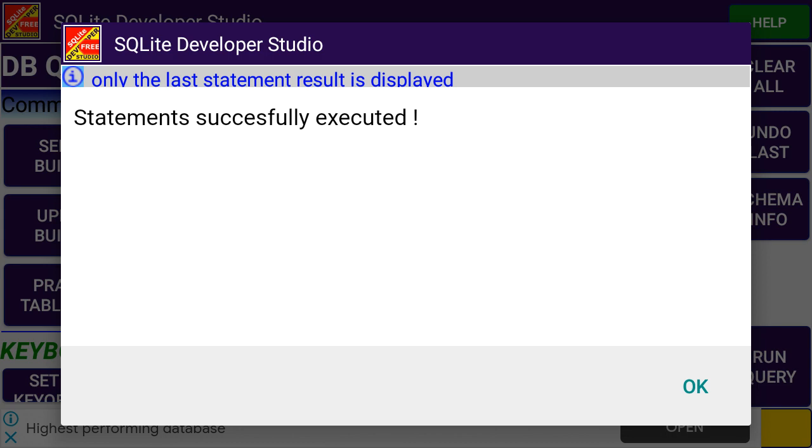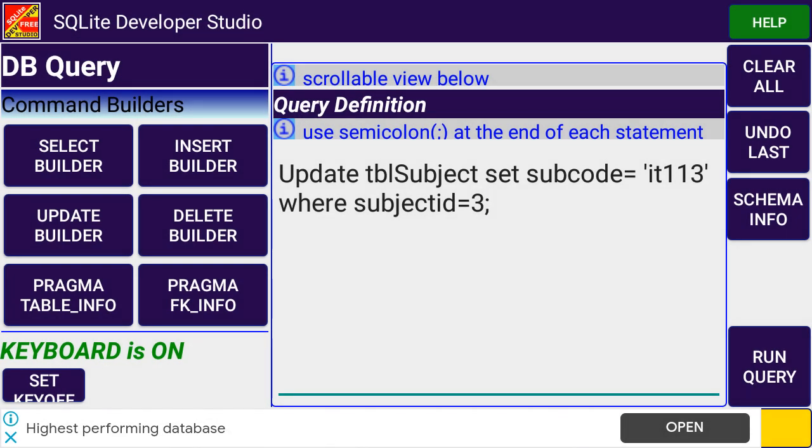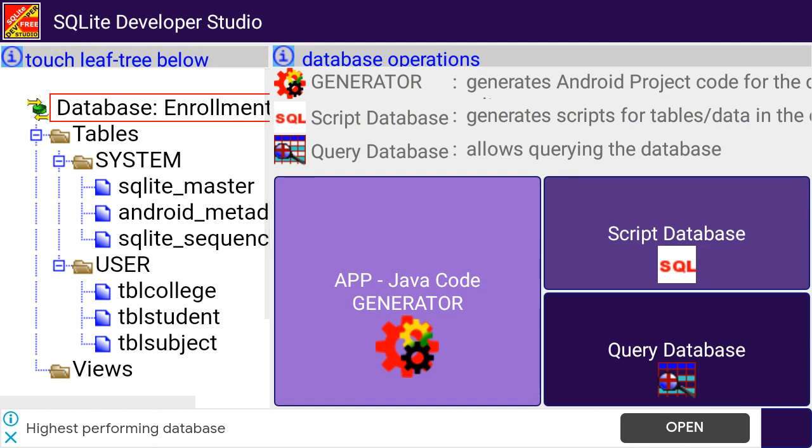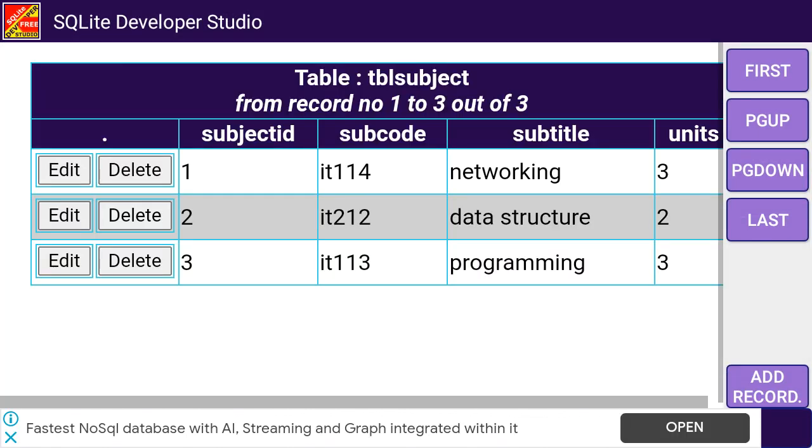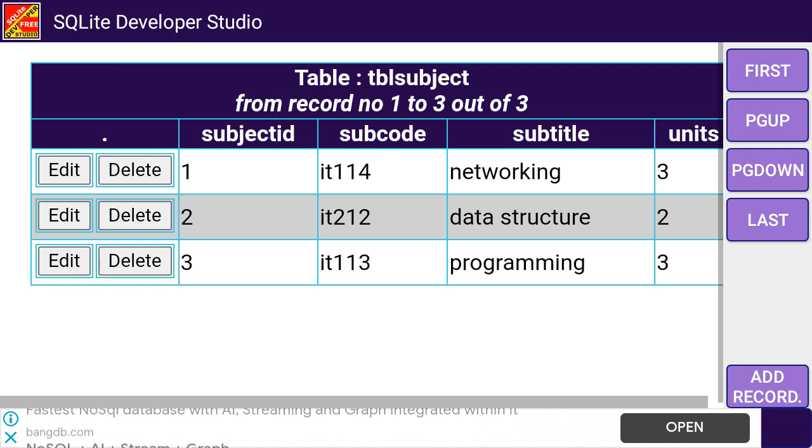So statements successfully executed. So let's check if the code, the subject code IT214 becomes IT113. So let's go to TBL subject and then browse. So as you can see, it is successfully updated or modified. And then in the next part, we will try to delete the second column of the record.